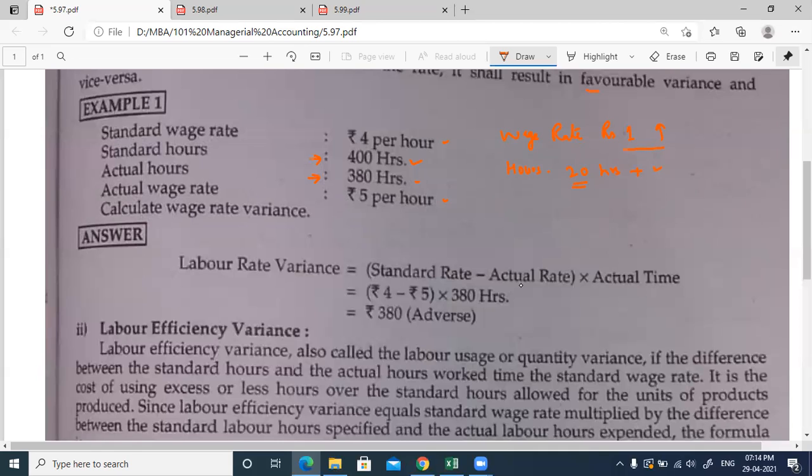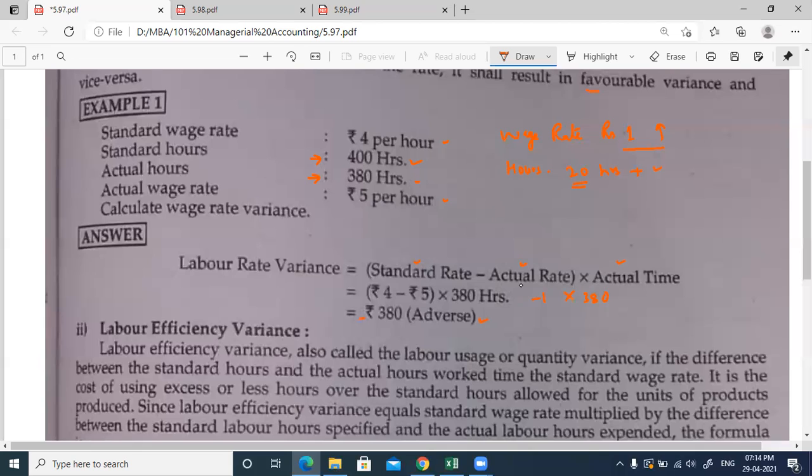Based on this information, they've asked you to calculate wage rate variance. So wage rate or labor rate variance is equal to standard rate minus actual rate into actual time consumed. Standard rate is 4, actual rate is 5, and number of hours consumed is 380. So 4 minus 5 is minus 1. So minus 1 into 380 hours is minus 380, which means there is an adverse effect on the company as far as costing is concerned.